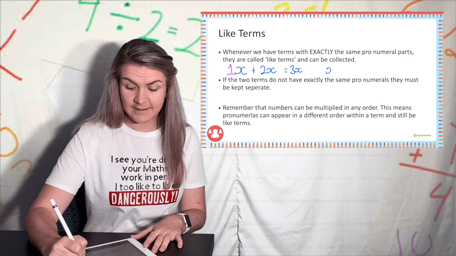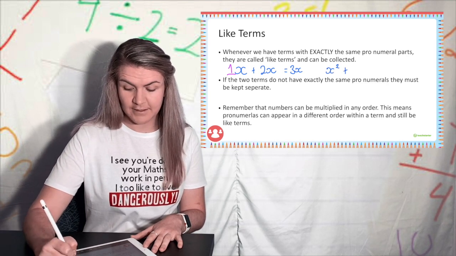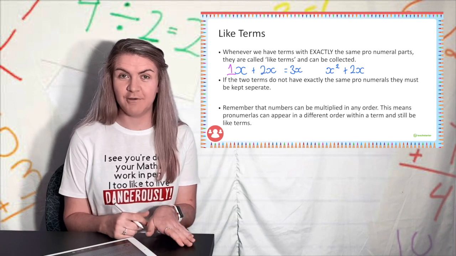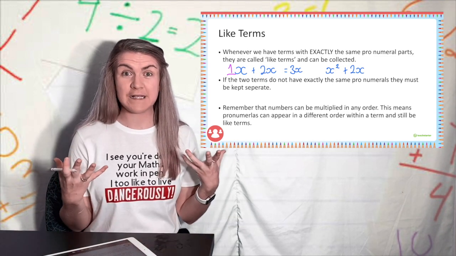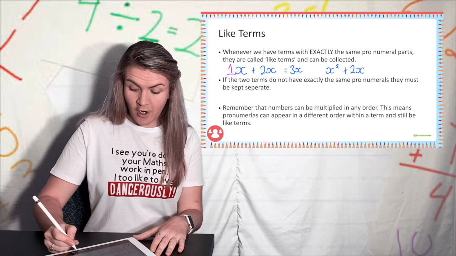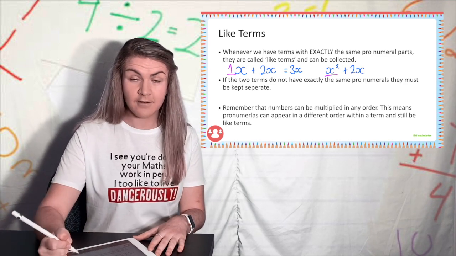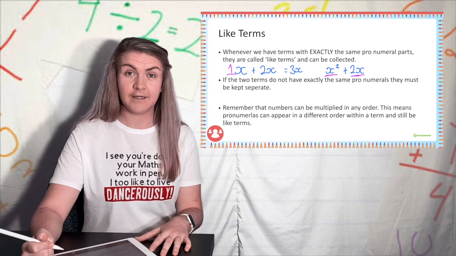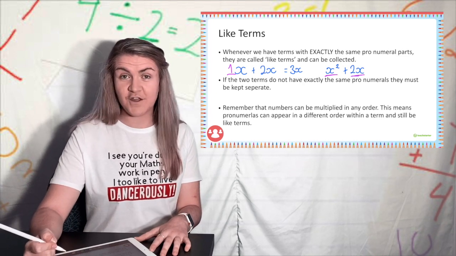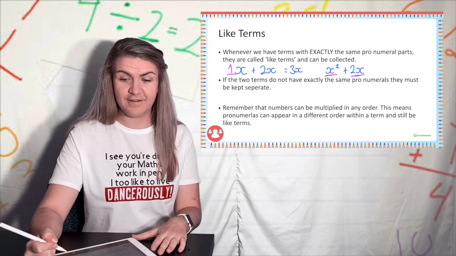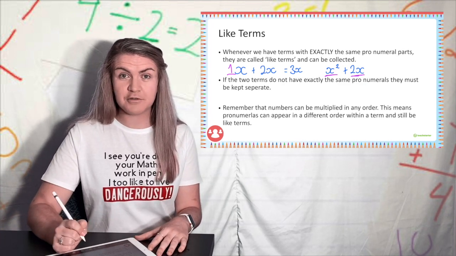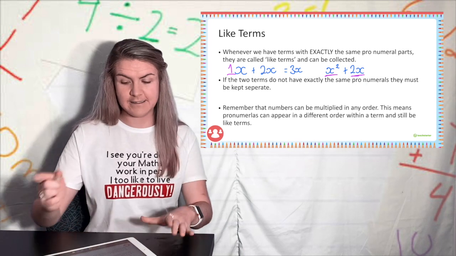But x squared plus 2x, they are not the same. They are not like terms because my pronumerals are actually different. On my left-hand side here, my x is being squared. And over here on the right-hand side, it's just a plain old x. So they're not the same and I can't simplify them. So when we are trying to simplify pronumerals, they have to be exactly the same.